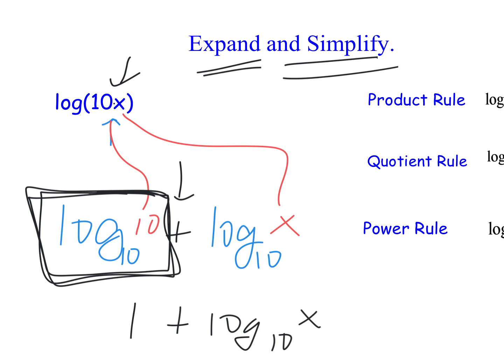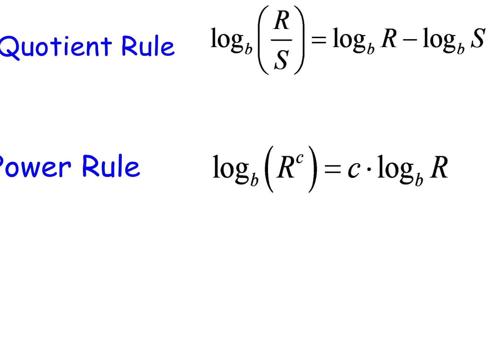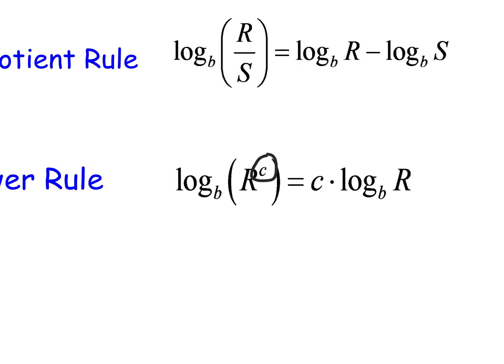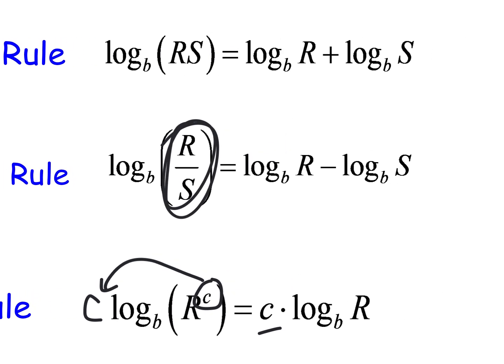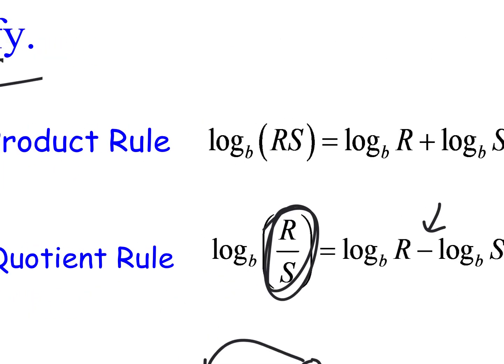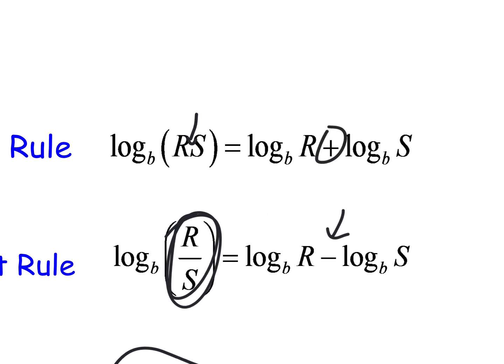All right. When they talk about the power rule, they're just saying that this could be in front. See? That's what they mean by the power rule. The quotient rule means if you're dividing them, it's going to be a subtract. And the product rule means if you're multiplying them, it must have been an add.